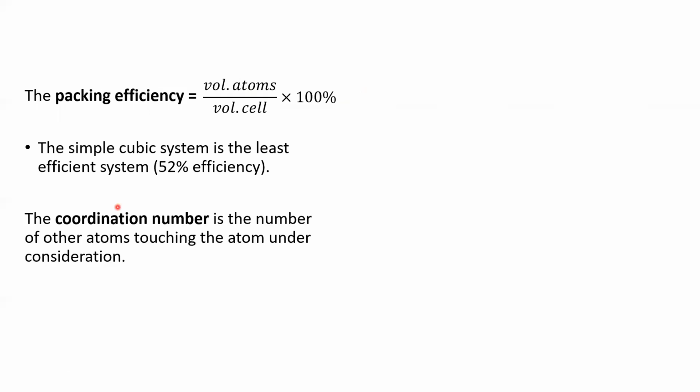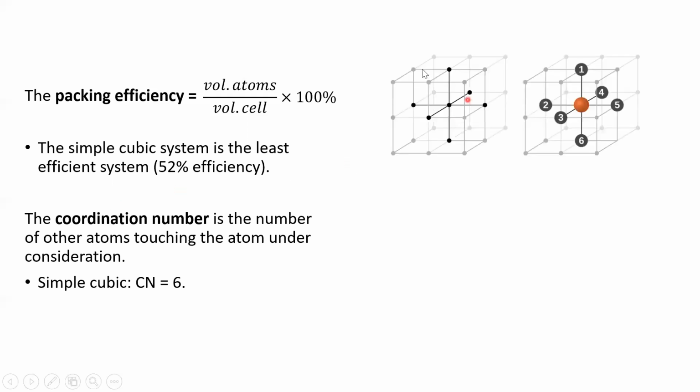When we talk about unit cells, one of the things that's considered is what's called the coordination number. The coordination number is just the number of atoms that are coming in contact with the atom that we're looking at. For simple cubic systems, the coordination number is 6. So if we're looking at a simple cubic unit cell, and this is the cell of interest, it's connected to 1, 2, 3, 4, 5, 6 other atoms. So the coordination number is 6.